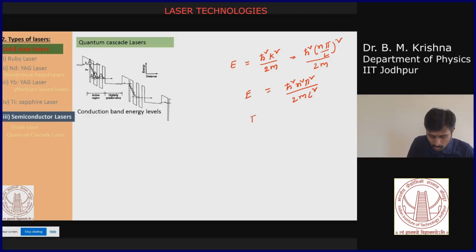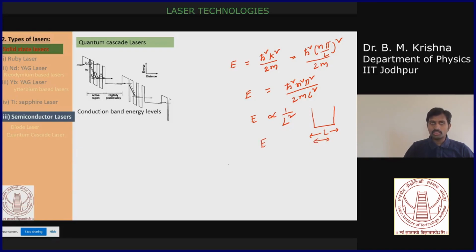Now your energy is proportional to 1 over length square. So what is your length? This is the length of your quantum well. Now what happens when you decrease the length? Your energy will increase. Now in the quantum picture, what you are doing is actually discretizing the energy levels.